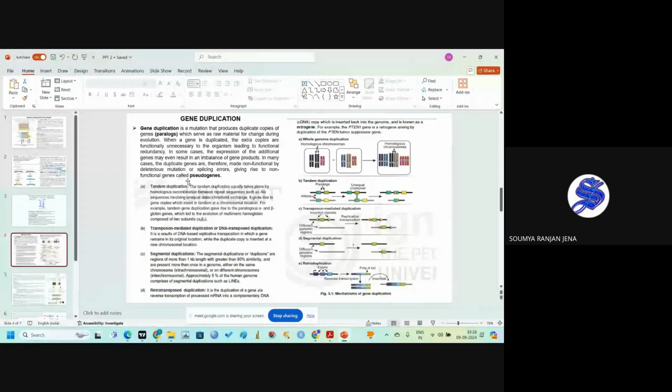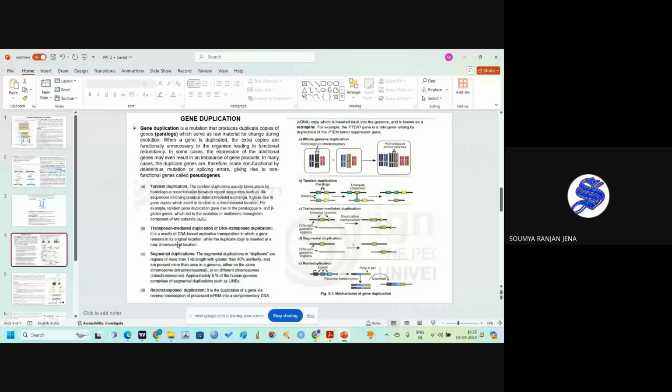giving rise to non-functional genes or pseudogenes. If this duplicated gene is non-functional, it gives rise to a non-functional protein or error protein, and this error protein may give rise to different types of diseases like neurodegenerative diseases. For example, Alzheimer's or Parkinson's diseases, with deposition of different alpha helix or beta sheets in our brains.